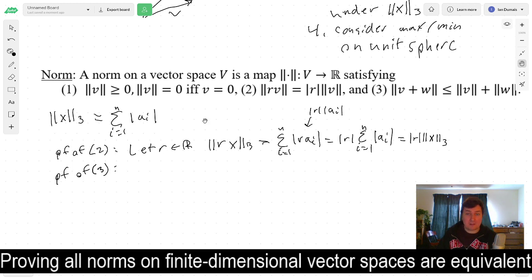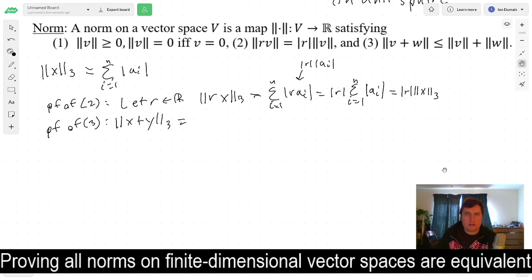It's the proof of the triangle inequality. So that means we want to start with x plus y, and we'll want to show that the norm 3 of x plus y is less than or equal to norm 3 of x plus norm 3 of y. So let's see what this looks like. Let me just make sure I'm not going off the screen. Okay. Here, I'll just get the norm at the top. Perfect.